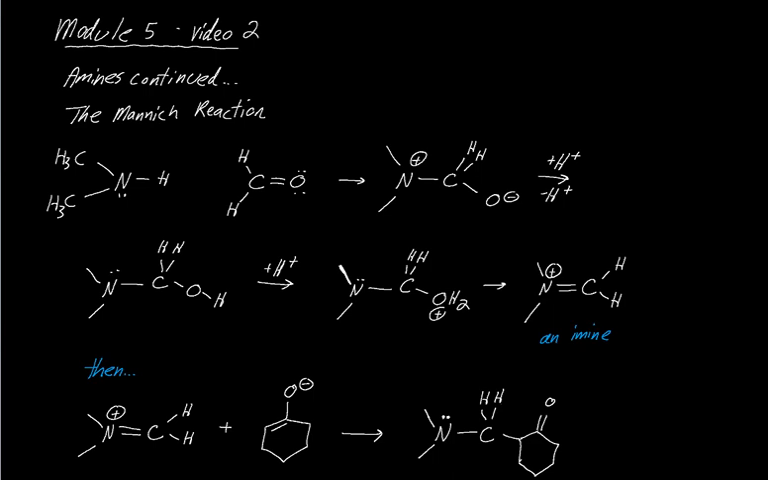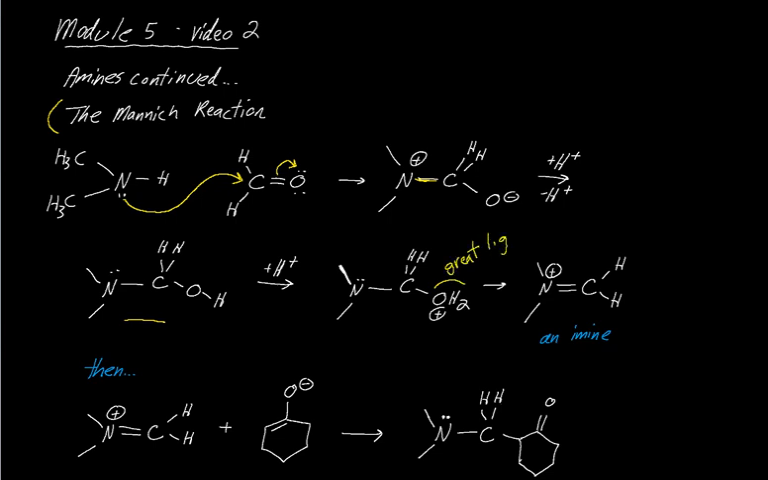Hello, this is Module 5, Video 2, continuing on the topic of amines and picking up where we left off with the Mannich reaction. So this begins with an amine attacking a carbonyl group like this as a nucleophile, creating this bond here. Plus and minus charges in the intermediate, but then protonation, deprotonation gets us to here, an amino alcohol, perhaps.